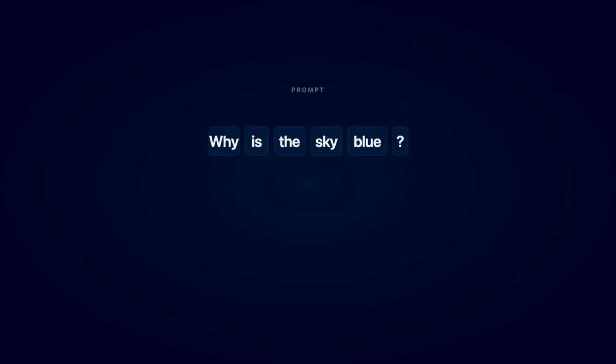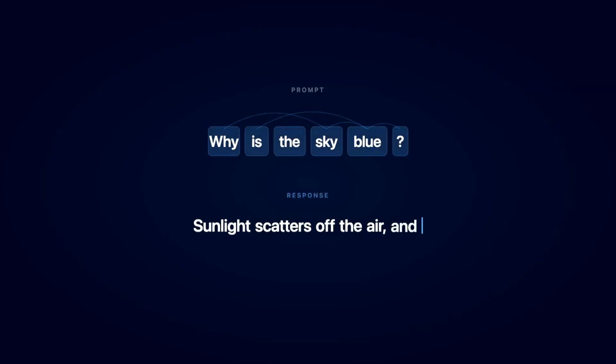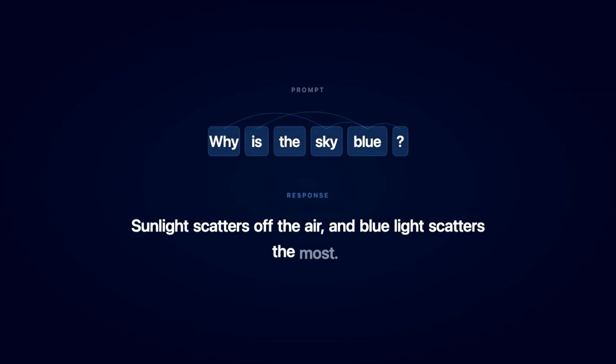So when you ask something like, "Why is the sky blue?" the model uses the patterns it learned during training to predict a clear, likely answer. It looks at your prompt, breaks it into tokens, uses context to understand what you're actually asking, and then starts generating a response one piece at a time.